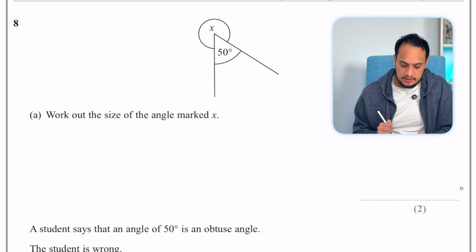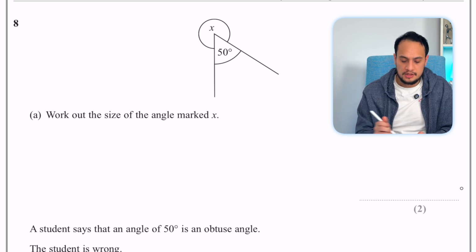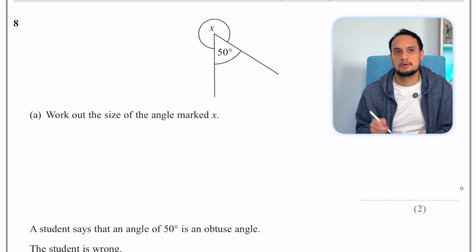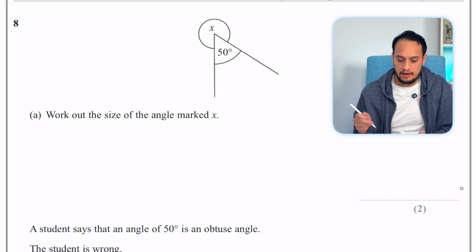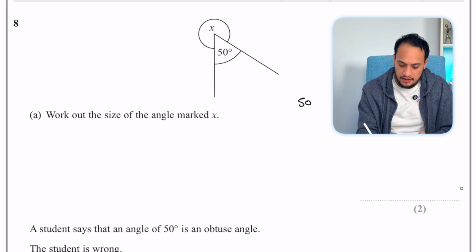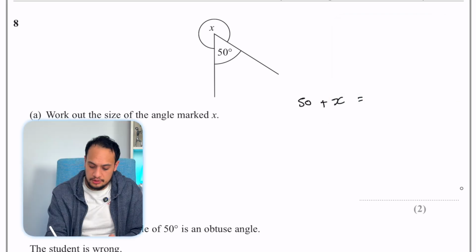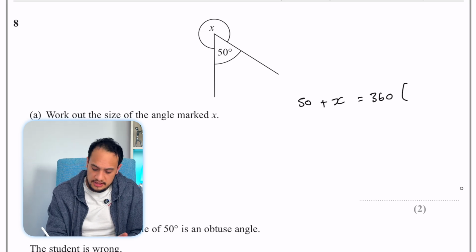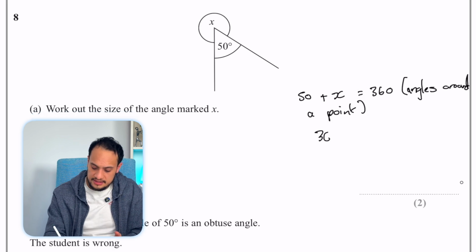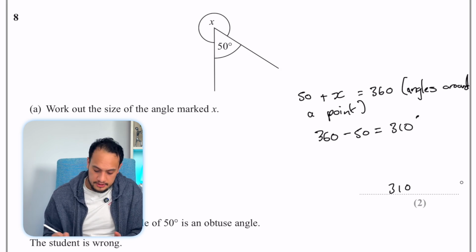Next, work out the size of the angle marked X. This is an angle around a point. You can see it's with 2 marks. So we need to demonstrate that we know why we can work out X, and we do this by stating the rule. So we'll do 50 plus X is equal to 360, and we'll put our reason in brackets because that's probably the easiest way: angles around a point. Then we simply do 360 take away 50, and that is 310. So our answer will be 310 degrees.